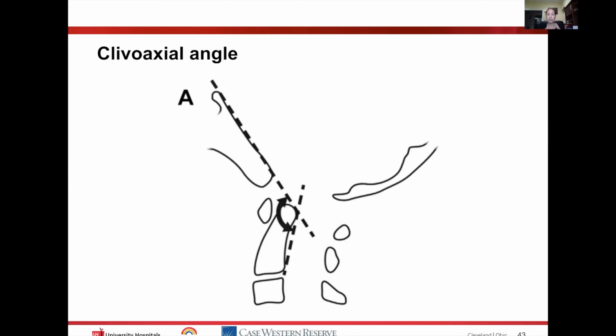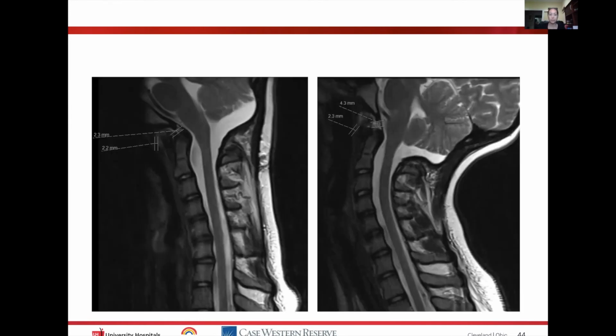And then the clivoaxial angle, if you take the line drawn parallel to the bottom two-thirds of the clivus, and then a line that's drawn parallel to the posterior aspect of the dens, it's the angulation between those measurements.